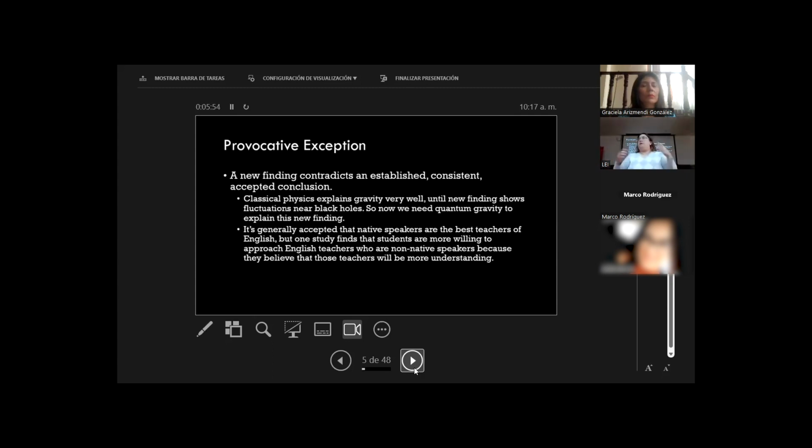All right, another example is it's generally accepted that native speakers are the best teachers of English, right? I go to a lot of places and they're advertising for English teachers and they'll say native speakers, right? A lot of people just assume that that's true. But one study finds that students are more willing to approach English teachers who are non-native speakers because they believe that the teachers will have more understanding of them. So that's an exception that makes us think, well, maybe the accepted thing is not entirely true. Okay, so this is a provocative exception. Right, go on to the next one.